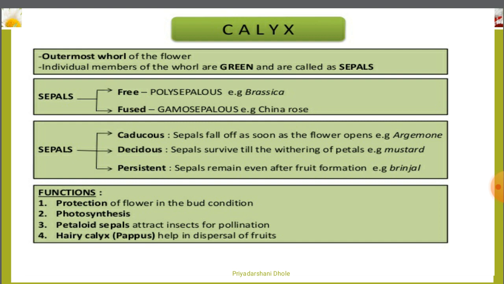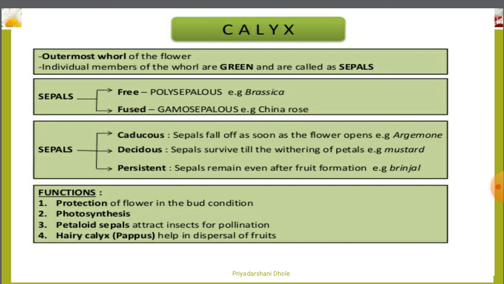Now these sepals, when free, as we have already discussed, are polysepalous. Example is Brassica. When fused, they are gamosepalous. Example is China rose or jaswandi. Then sepals can be caducous, deciduous, and persistent. Examples are argemone, mustard, and brinjal.